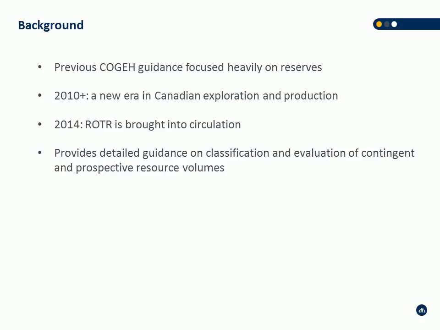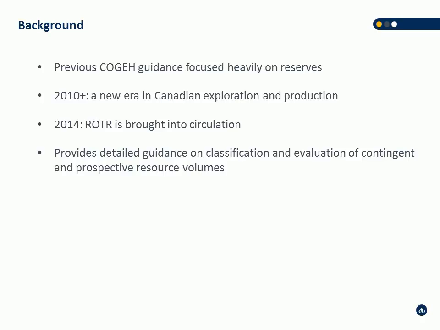So the evaluators decided that they needed to update the guidance to more accurately represent the evaluations for shale plays especially. And so ROTR was brought into circulation in 2014, and it provides detailed guidance and classification on contingent resources, because contingent resources started to be a much larger piece of a company's value proposition to stakeholders. So it was no longer that they could capture all the value of their land holdings in reserves, because contingent resources in conventional reservoirs can be heavily discounted from a value perspective. Usually if you have a conventional reservoir, there's not a lot of additional value in contingent resources.